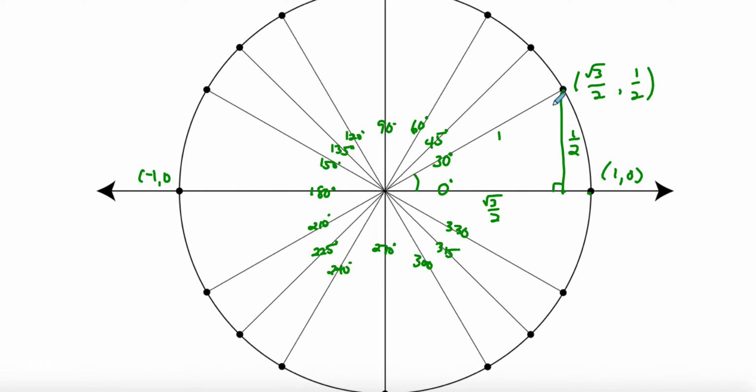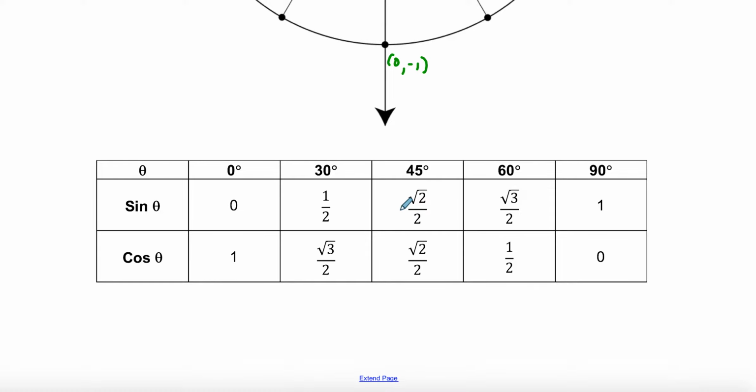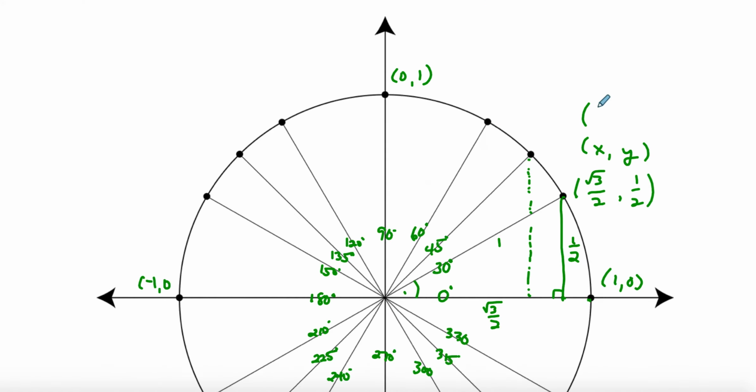If I look at 45 degrees, and I imagine drawing a line down here again, I'm not going to do this for every single one, but if I imagine drawing a line down for 45 degrees, my sine is root 2 over 2, and my cosine of 45 is root 2 over 2. So what also makes sense is that we're looking at cos theta and then the sine theta.